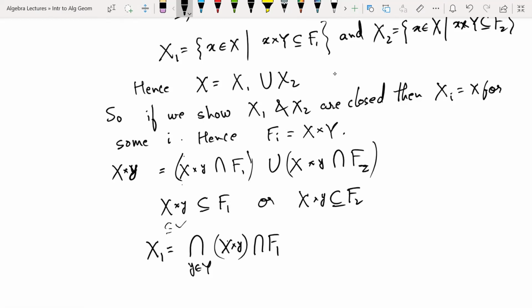If some pair is in this intersection for all y in Y, then of course the other containment holds. Best to write it element-wise instead of set theoretically. So you have capital X cross little y contained in capital F1. That means for all little x in capital X, little x comma little y belongs to F1, right? So this containment implies for all little x in capital X, little x comma little y is in F1.